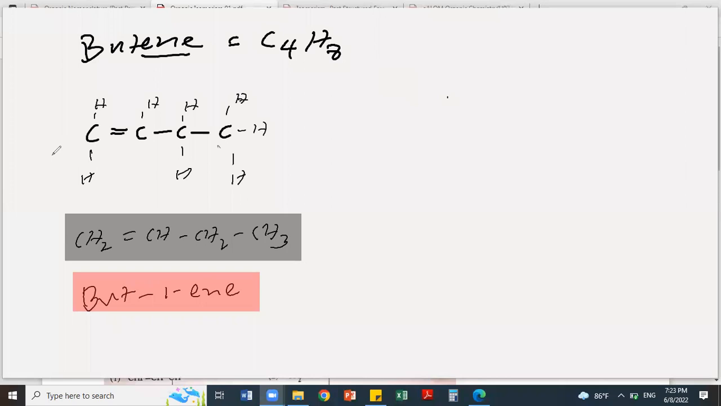So this is the first structure. And the second structure will be this. Same thing, no need to write both of these in the exam. The displayed formula is the structural formula. Structural formula is enough. The second structure for butene is this.